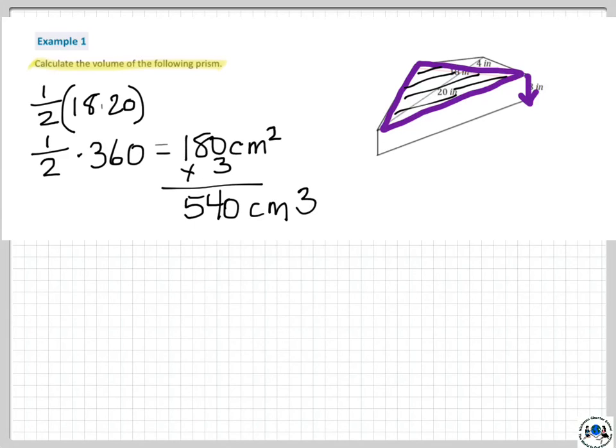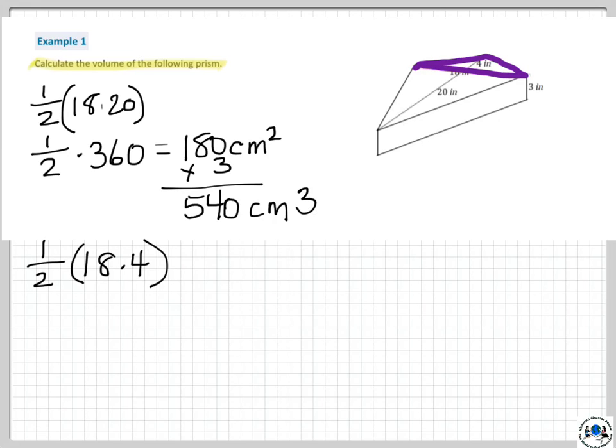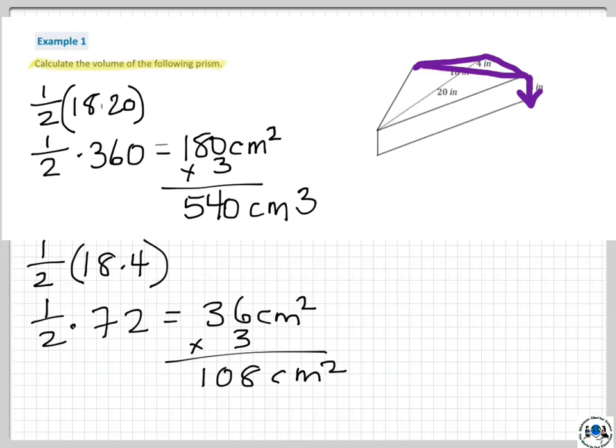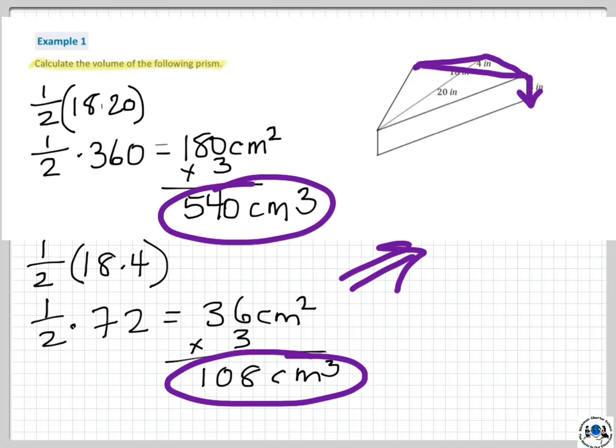Now we can go ahead and do the same for the second triangular prism, that smaller one back there. Same idea: find the area of the base first in square centimeters, multiply that by 3 centimeters, which is the height, and I end up with 108 cubic centimeters for that portion of this figure. Only thing we have to do is add those two together, and I get a total of 648 cubic centimeters.